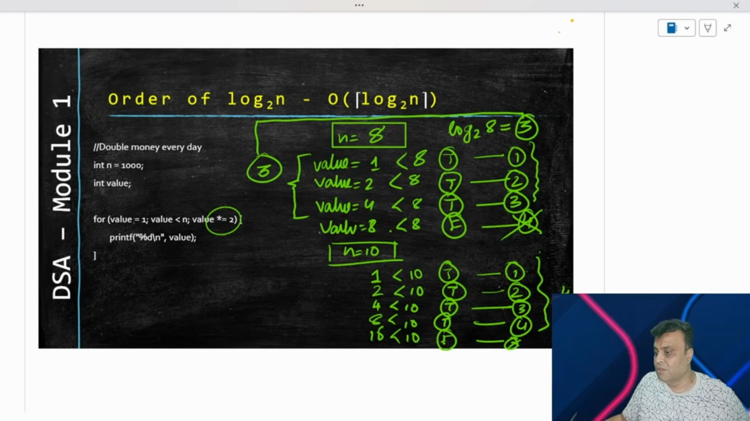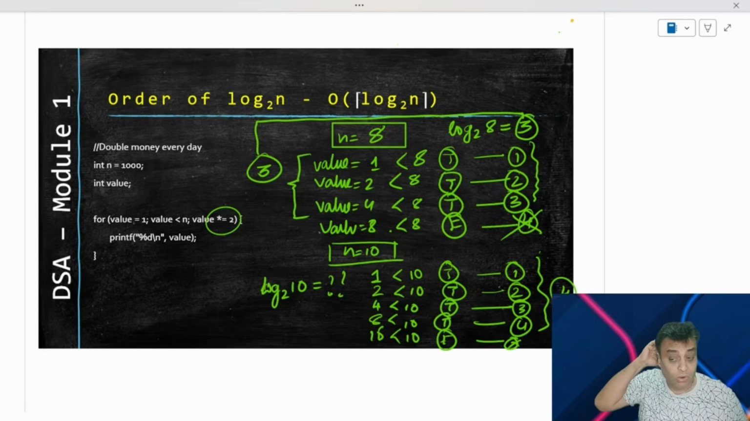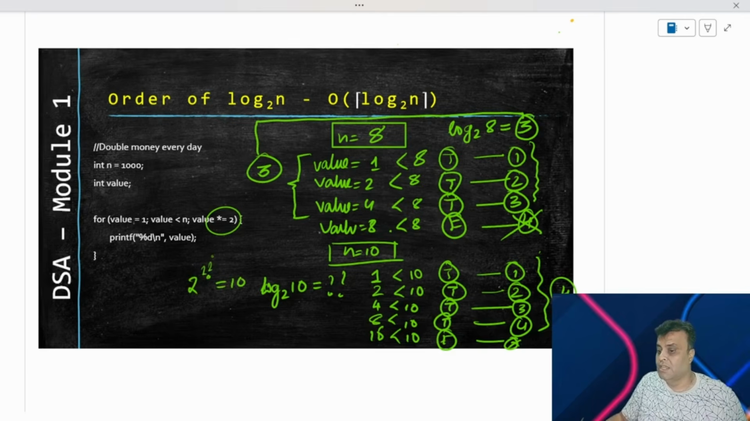How many times did we run? We ran it for 4 times. But when we put it in the formula, what do we see? Log base 2 of 10 is equal to what? This is not going to be a perfect number, because 2 to the power something will give me 10, and that something is what we are trying to find out. If you calculate, it will be 3.32. So basically log base 2 of 10 is 3.32.